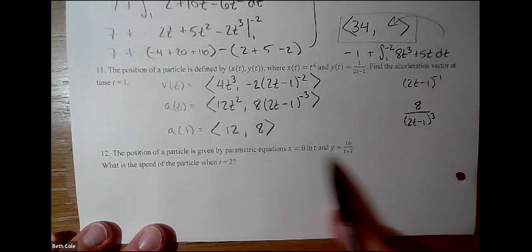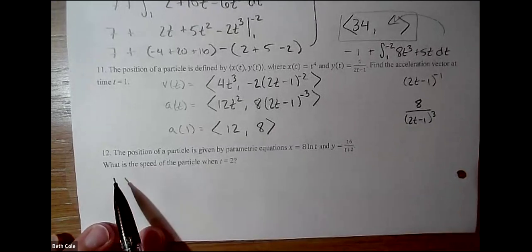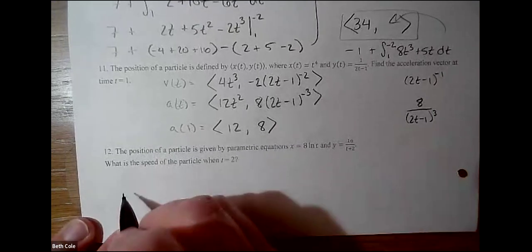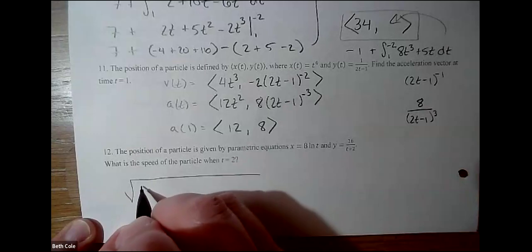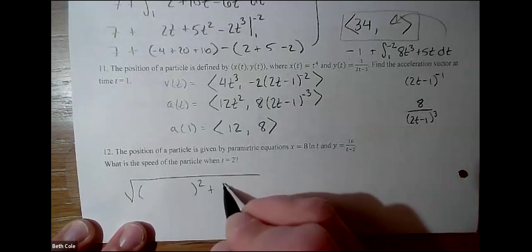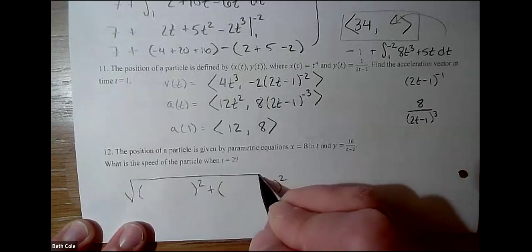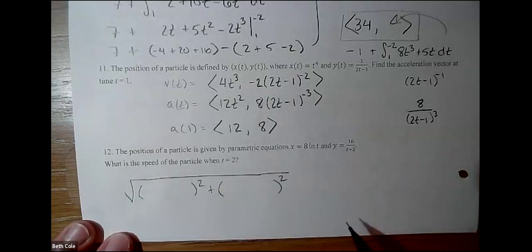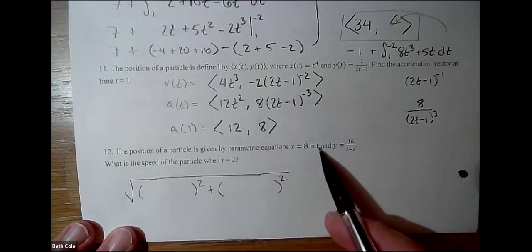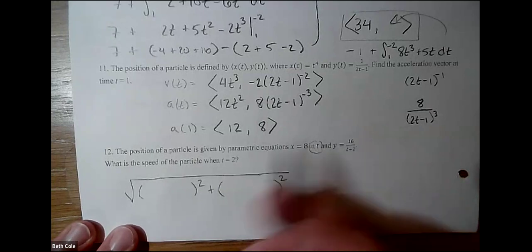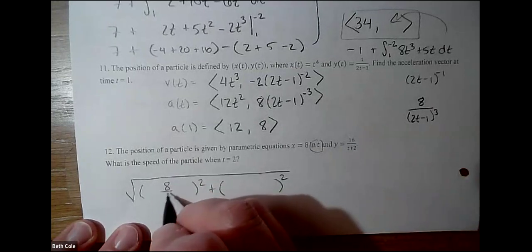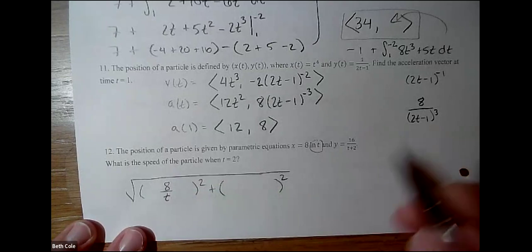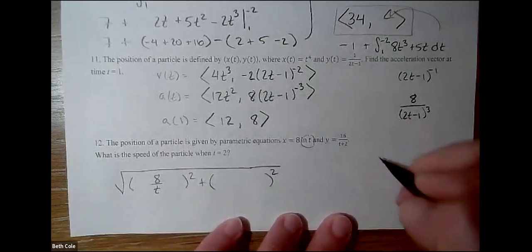All right, position is given by these two parametric equations. What is the speed of the particle at time 2? So speed is going to be this whole thing. And then we're going to plug in 2. You just don't put the integral out front. But we do have to do the derivative. So derivative of ln of t is 1 over t, only this one has an 8. So 8 over t. And then this one is really similar to what we just did up here.